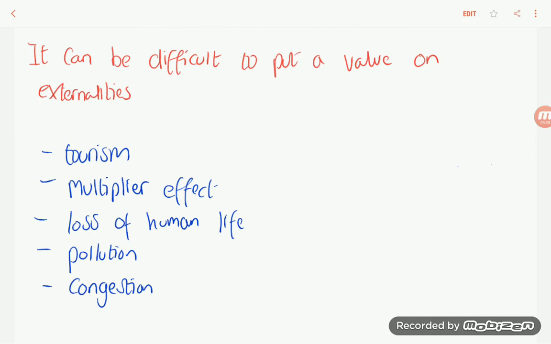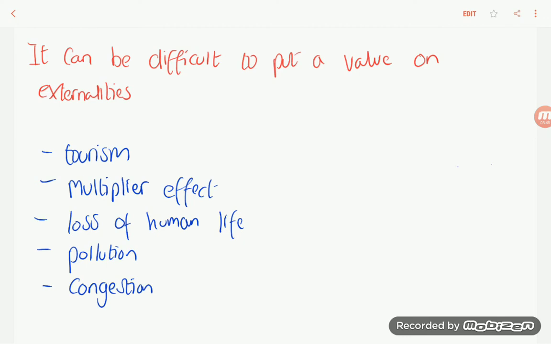Multiplier effects. An injection of money into the circular flow of income is likely to have a bigger effect on GDP than the initial injection, as it keeps moving around the economy. However, it's very difficult to predict how much money will leak from the circular flow of income, and therefore what the size of the multiplier will be.